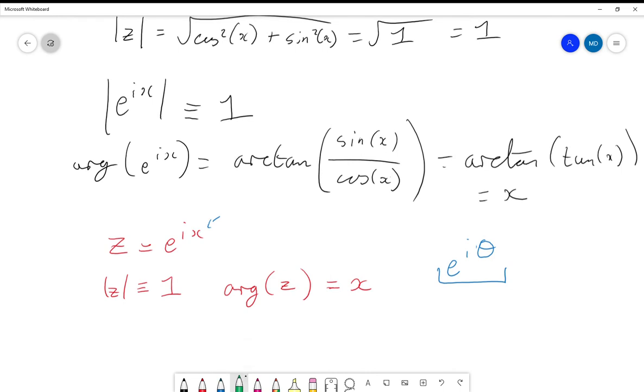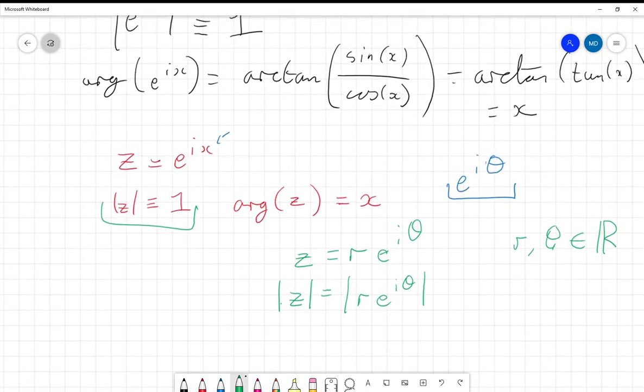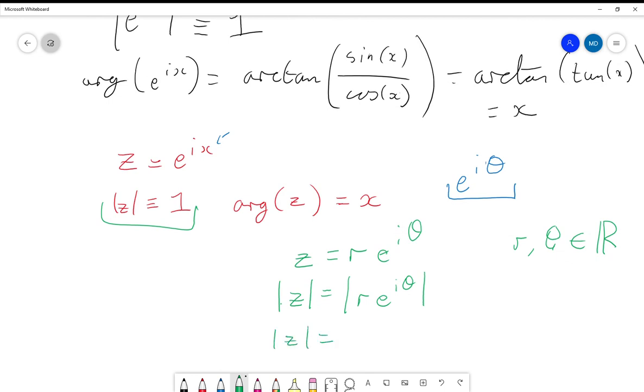What if I were to take multiples of this? If this is always 1, well, if I were to just multiply it by something, let's say I was going to call it a complex number z equal to r e to the i theta. And remember, at this point, we care about r and theta being entirely real. Well, then the modulus of this is going to be equal to the modulus of r e to the i theta, which means the modulus of z is going to be equal to the modulus of r multiplied by e to the i theta.